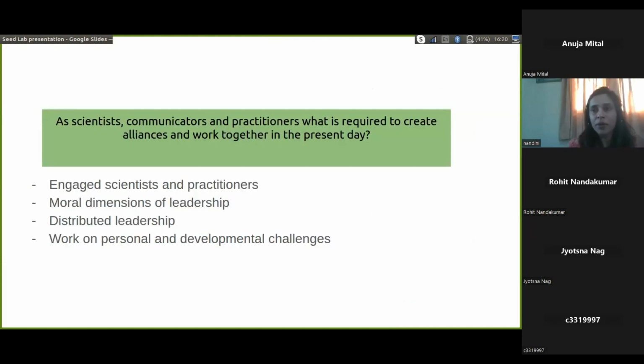And so just to summarize the first part of the talk, what I set out to ask was that as scientists and communicators and practitioners, what is it that is required to create alliances and work together in the present day? So the first point was that I think we could all agree that the reluctant scientist is more or less now a myth.